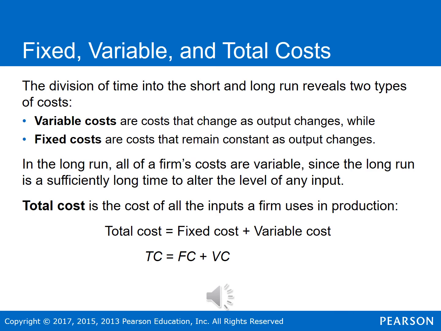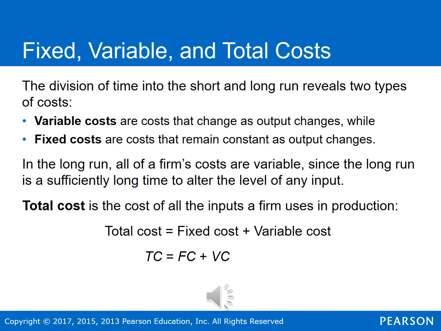By splitting time up into two periods, that gives us different types of costs. First are variable costs. These are costs that change as output changes. So these are like wages, the cost of electricity, raw materials, shipping costs. As a firm produces more of a product, these variable costs will increase. On the other hand, firms also have fixed costs. These are costs that remain constant as output changes. So these include things like rental costs, insurance, advertising, things that they're not going to vary based off of changes in production in the short term.